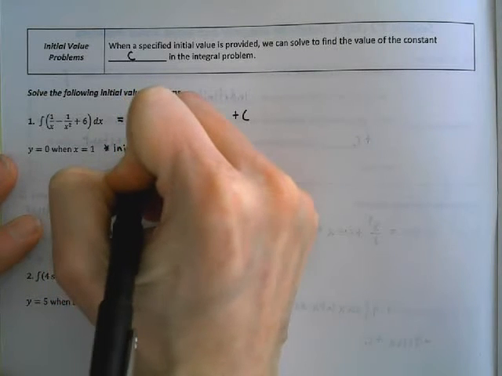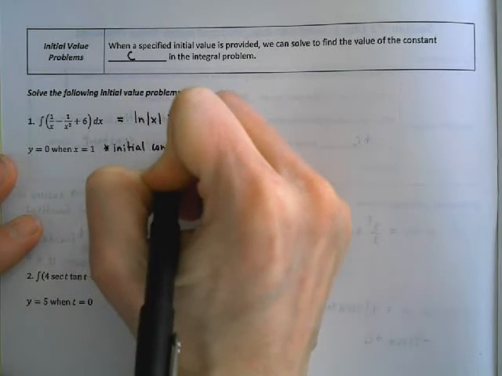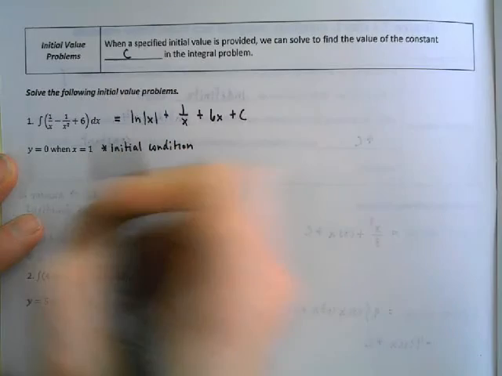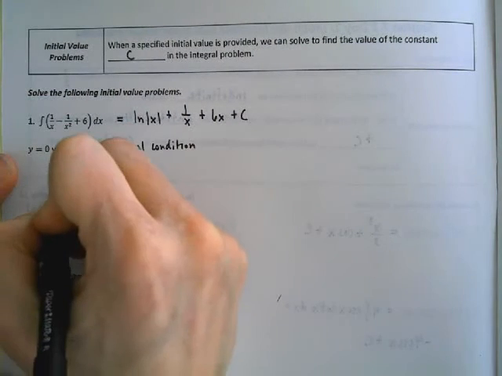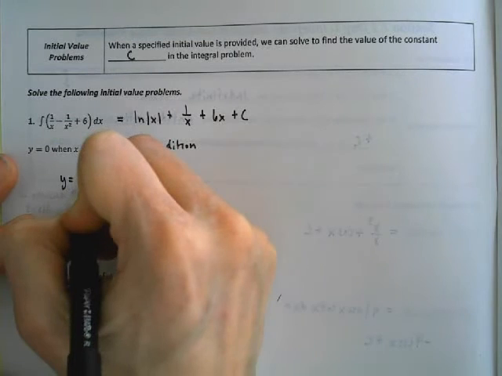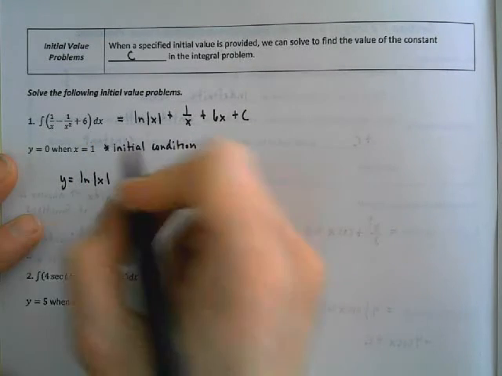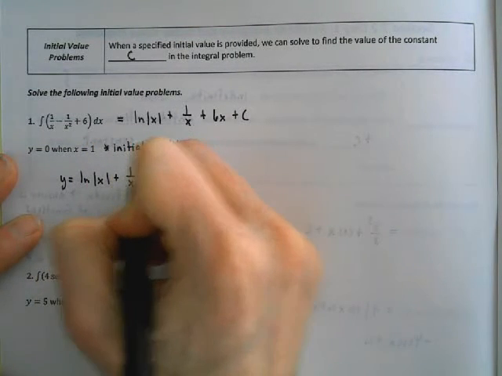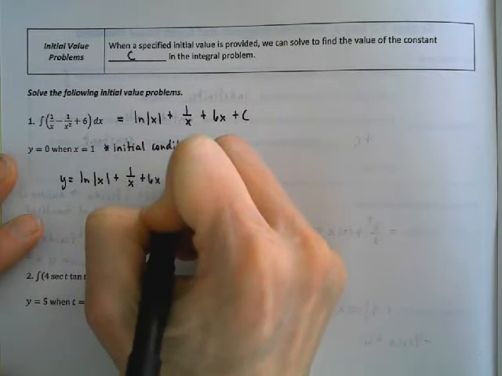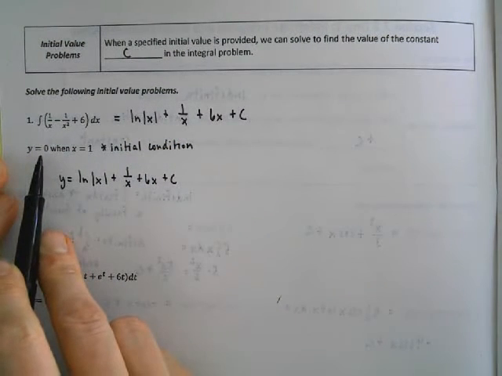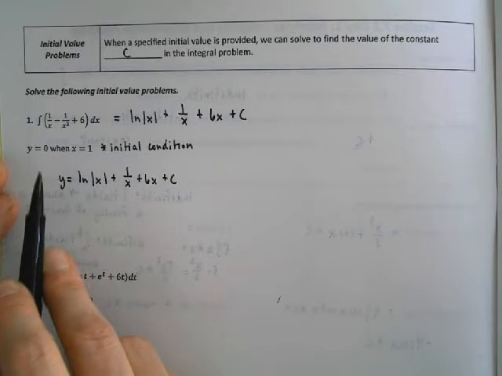And I'm going to use that to solve for c. So I'm going to take my antiderivative, and I'm going to set that equal to y. So y is equal to the natural log of the absolute value of x plus 1 over x plus 6x plus c. And now I'm going to substitute those values for my initial condition.